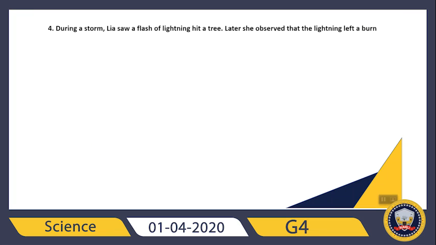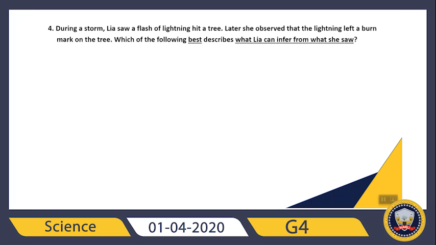Another question, number 4. During a storm, Leah saw a flash of lightning hit a tree. Do you remember the lightning? Later, she observed that the lightning left a burn mark on the tree. A burn mark, as if it got fired. Which of the following best describes what Leah can infer from what she saw? What did she understand from what happened? From what she saw.